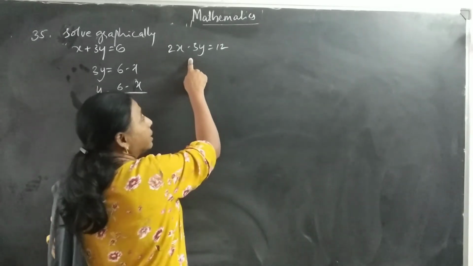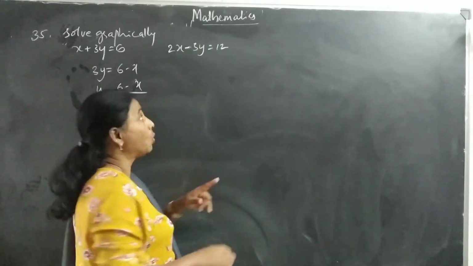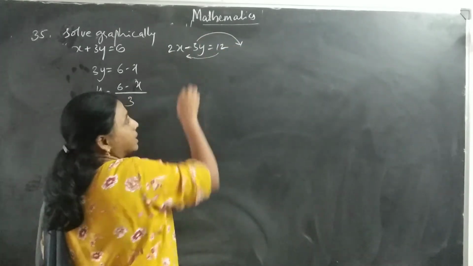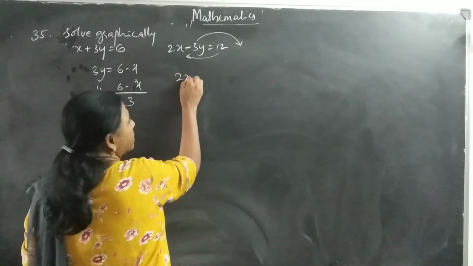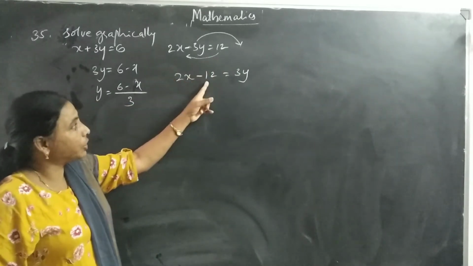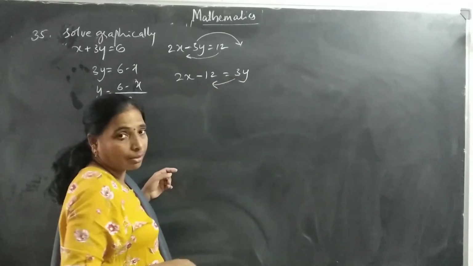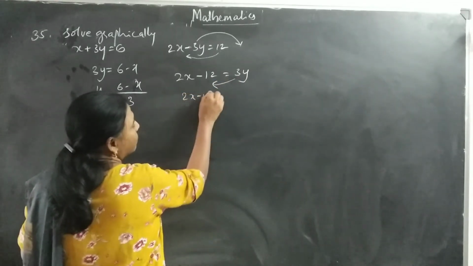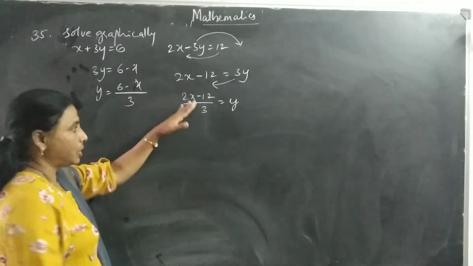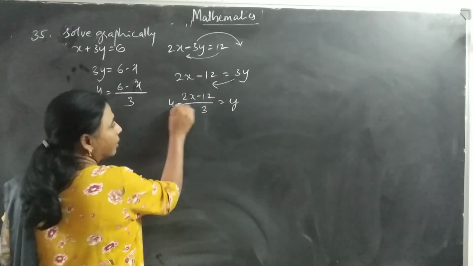Similarly, here also I need the value of y. So what I will do, this minus I want as a plus. So I will take this minus 3y to the other side, whereas 12 to the other side. So it becomes 2x minus 12 is equal to 3y. This 12 I got to the other side, 3y I got to the other side. Now I will bring 3 to the other side. So this becomes 2x minus 12 by 3 is equal to y. This 3 comes down. So now this y is 2x minus 12 by 3. Let me keep it on the other side.